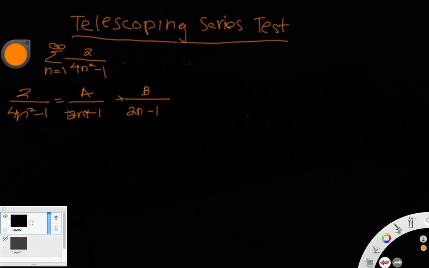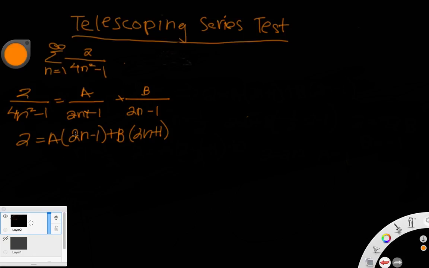Now we are going to multiply by 4n squared minus 1 so that we can get rid of the fractions and just get easy numbers. So we get 2 equals a times 2n minus 1 plus b times 2n plus 1. Now we want to solve for both a and b, so we have to cancel one of these out. We have to get 0 here so that we can solve for b, or we have to get 0 here so we can solve for a.